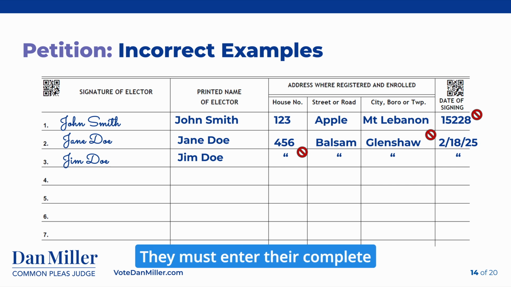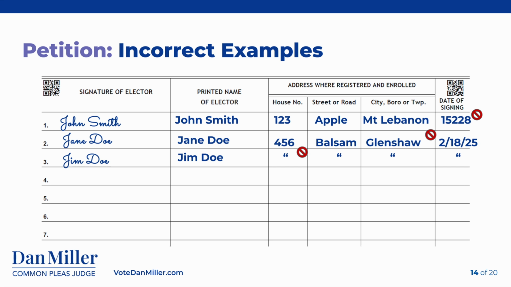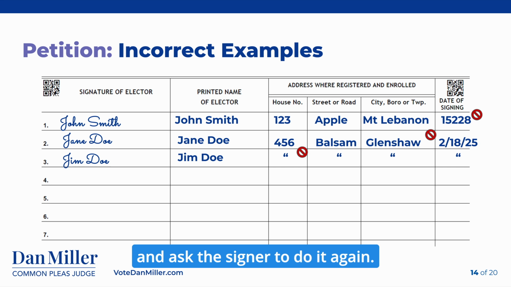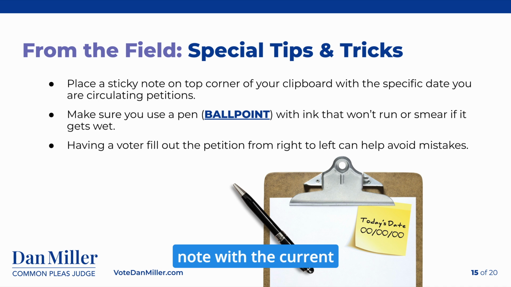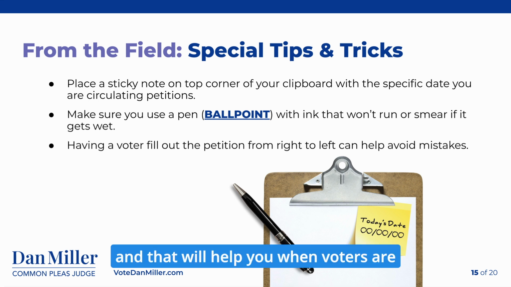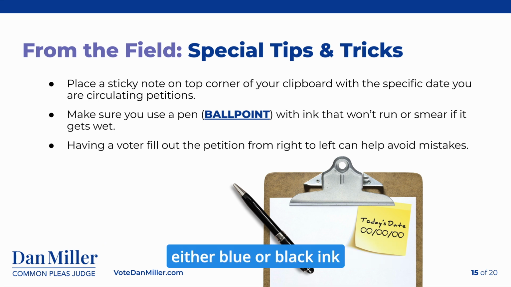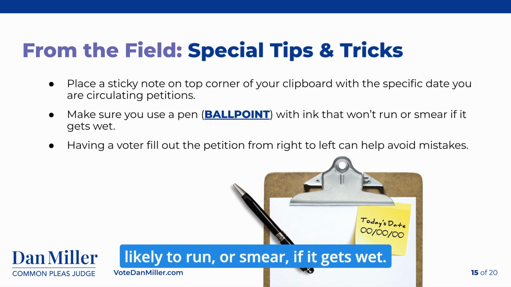They must enter their complete information on the line, even if they live at the same place as the person who signed before them. If you run into any mistakes, simply draw a single line through the entry, move down to the next open line, and ask the signer to do it again. We find it's helpful to place a sticky note with the current date on your clipboard, and that will help you when voters are signing the petition and asking you what day it is today. Again, make sure to use a ballpoint pen, either blue or black ink, because those are much less likely to run or smear if it gets wet.